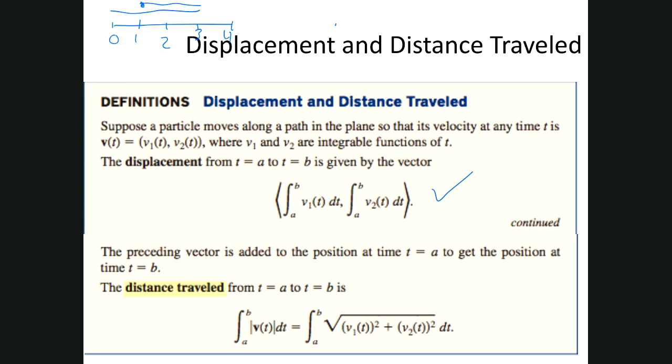So displacement is just an integral of each one, and the distance traveled is the integral of the absolute value of the velocity, and that turns out to be the integral of the square root of v1 of t squared plus v2 of t squared. So this basically is the a squared plus b squared equals c squared. So it's giving you the distance. So let's take a look at an example.